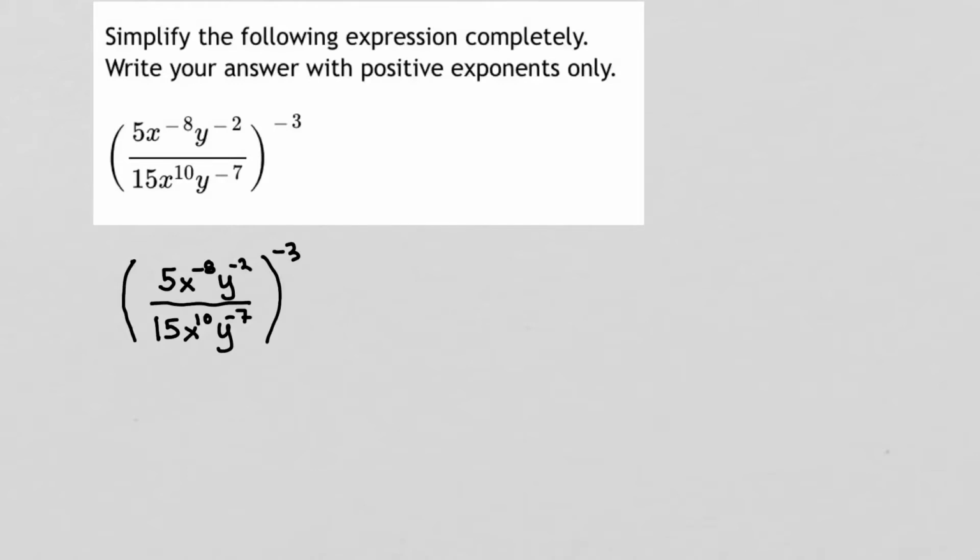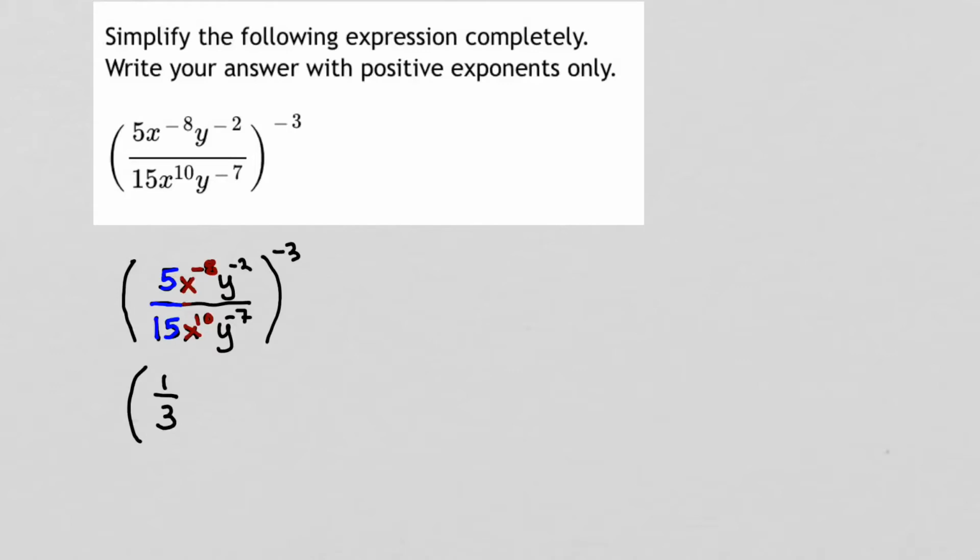So starting on the inside, I'm first going to focus on my coefficients, my numbers in front, 5 and 15. Notice 5 divided by 15 is a fraction, and both the numerator 5 and the denominator 15 are divisible by 5, meaning 5 over 15 can be reduced to the fraction 1/3. So I might start right there and simplify that first. Then I'll take a look at the next part, which is the variable x. We have x to the negative 8 on top, and then x to the 10 on the bottom.